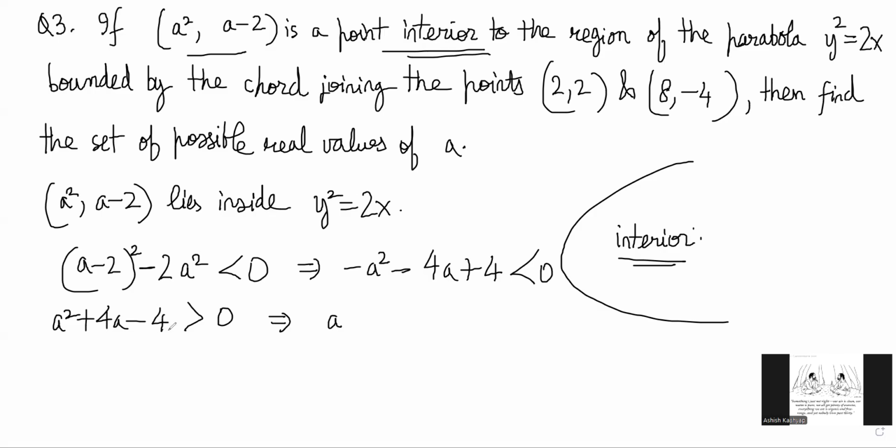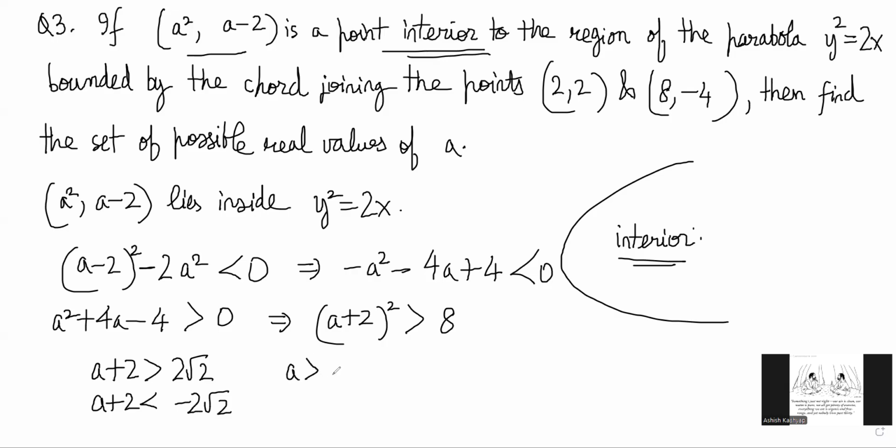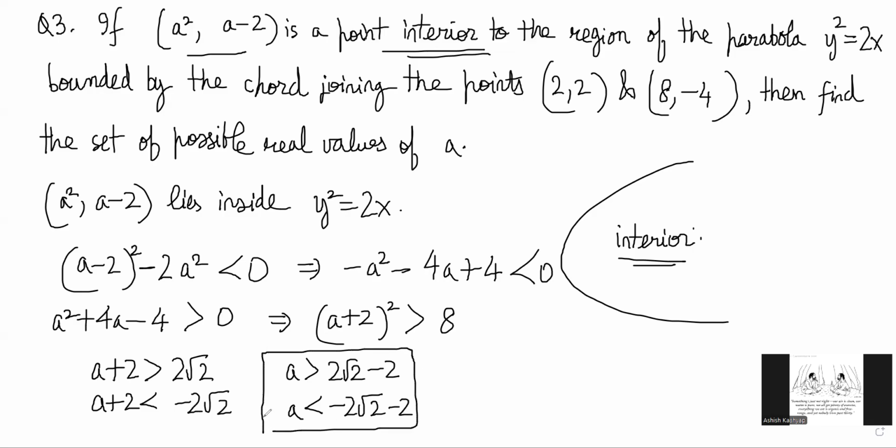And from here, we can complete the square and say a² + 4a + 4 > 8. So (a + 2)² is greater than 8. So we can say that either a + 2 is greater than 2√2 or a + 2 is less than -2√2. So a is greater than 2√2 - 2 or a is less than -2√2 - 2. Right, now this is what we are getting for a, right?